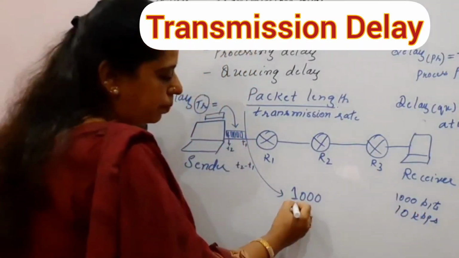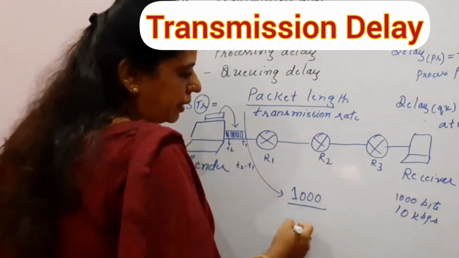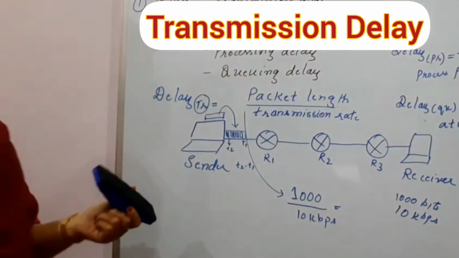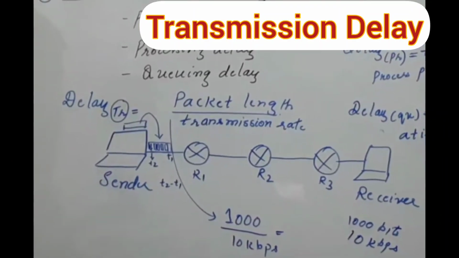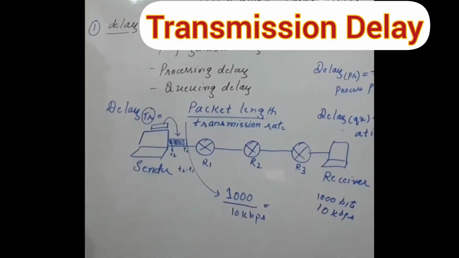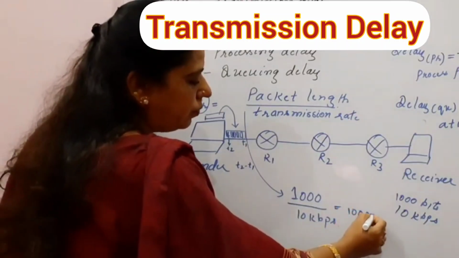So your job is very simple here. Packet length is 1000 bits and the rate is 10 kbps. When you substitute into the formula and get the result, you are going to write it in terms of seconds, milliseconds or microseconds. So in this example, how much is it? 100 milliseconds. Fine. So this is how you are going to calculate the transmission delay.